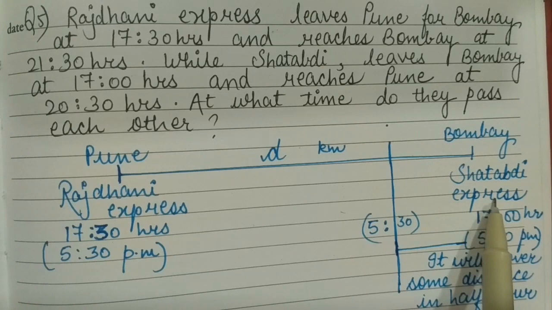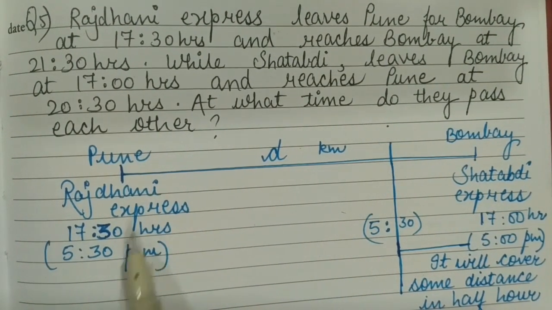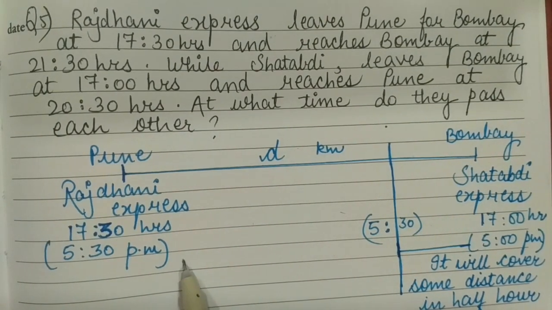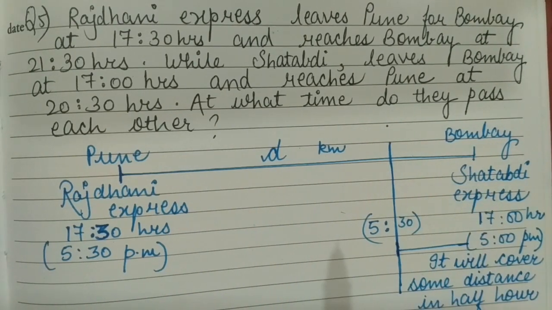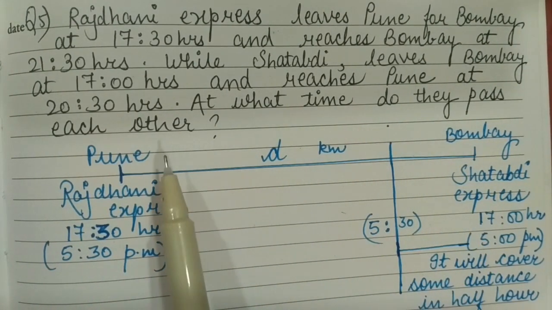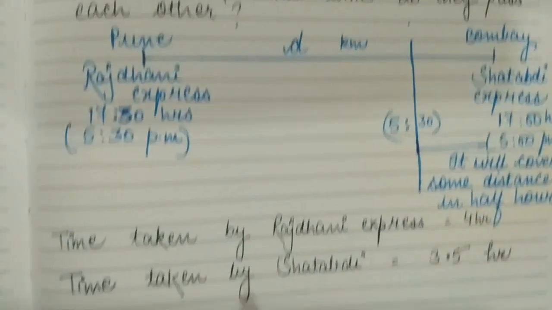At what time do they pass each other? Rajdhani Express will start at 5:30. By the time Rajdhani Express starts, Shatabdi will already have traveled some distance. Here we have assumed that the distance between Pune and Bombay is d kilometers.